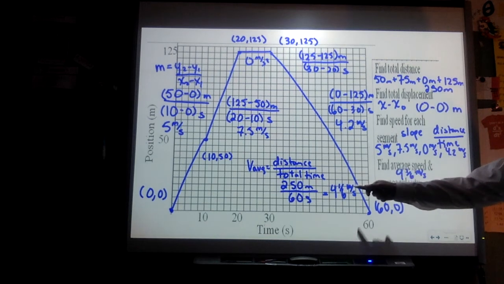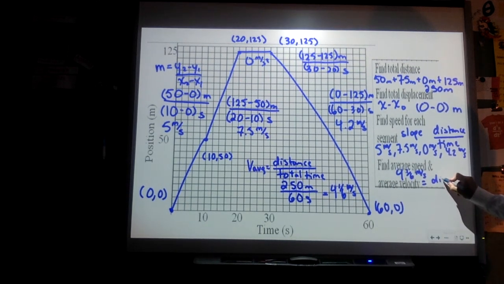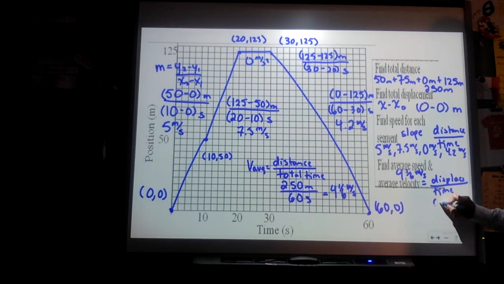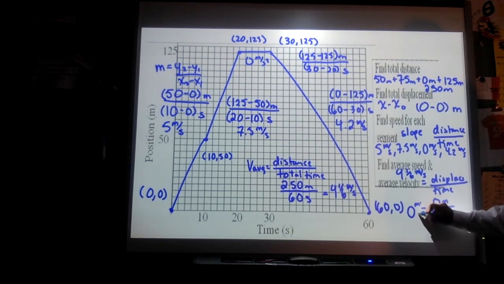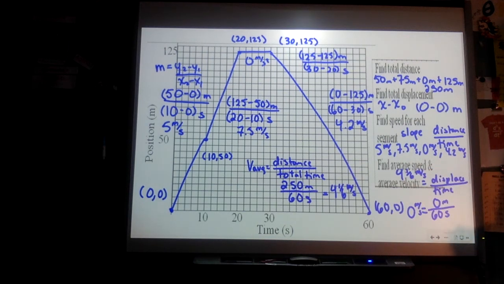My average velocity is going to be my displacement over time, and this is going to be 0 meters over 60 seconds, so it's going to be 0 meters per second. So whereas I have an average speed of 4 1/6, my average velocity is 0.